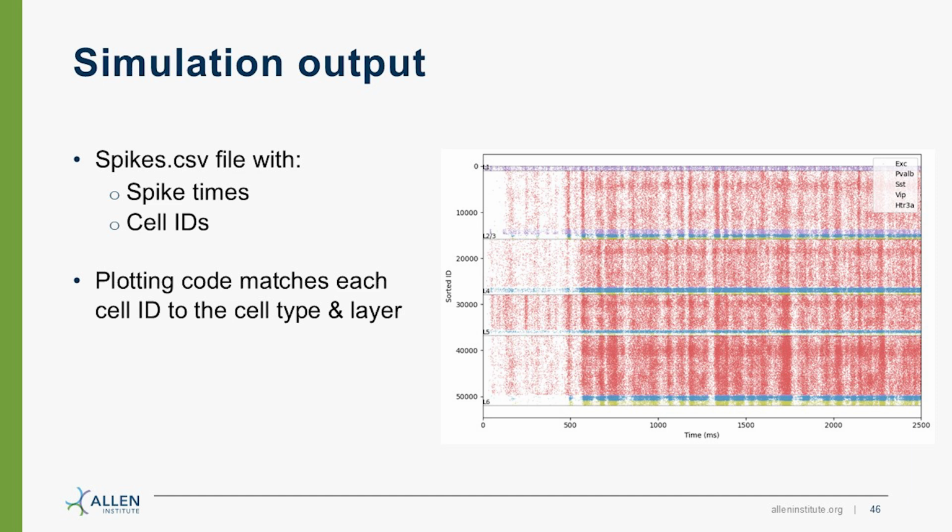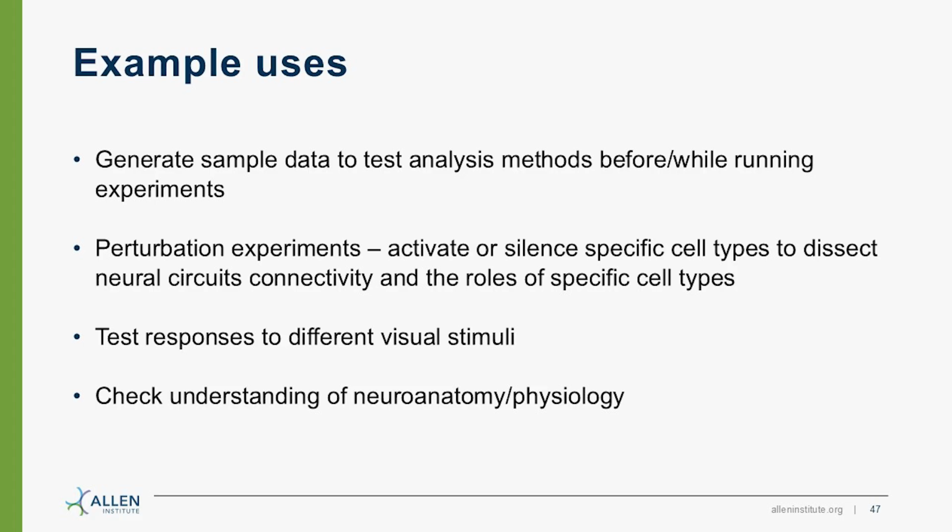And then after that, there'll be a few different example use cases or options for what you can do with the model. These are also listed in the tutorial, things you can try and do with the model. It can be really useful for generating sample data. If you want a lot of input from V1, or data from V1, but you don't want to run hours of experiments or don't have access to that, you can use this V1 model instead. And people have done that before.